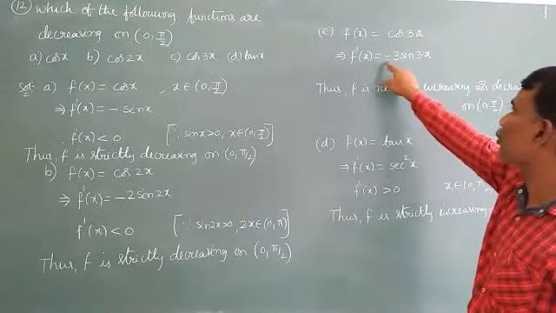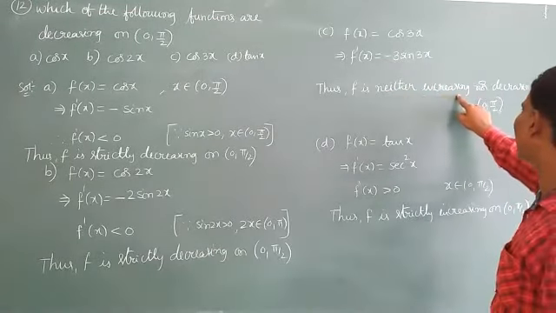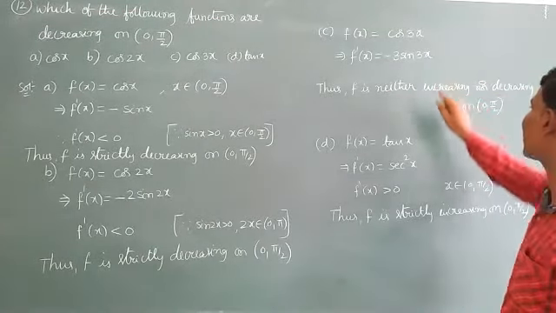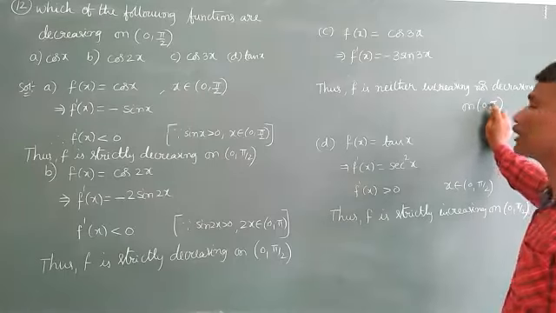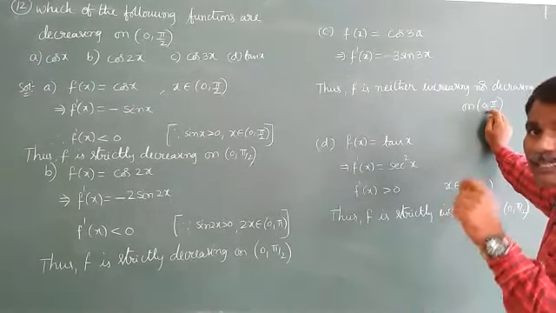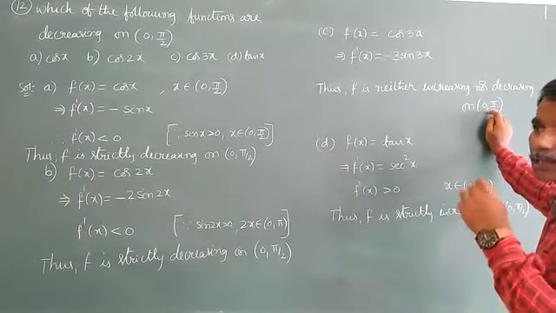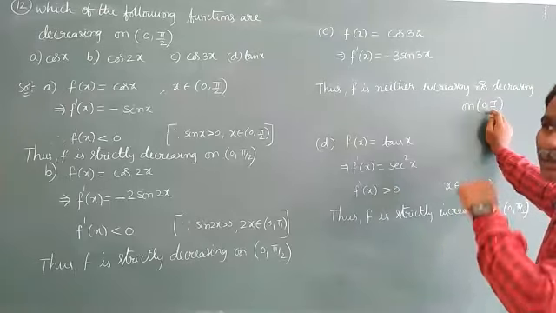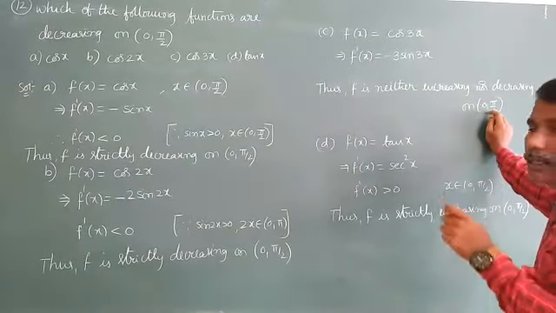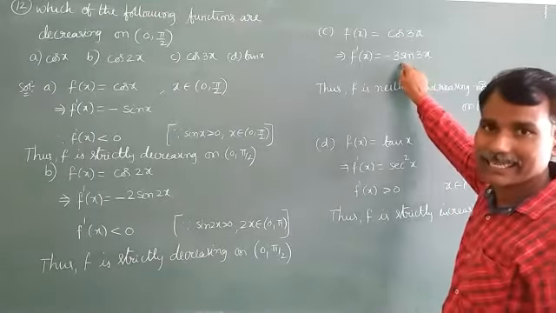f dash of x is equal to minus 3 sin 3x. Why have I written neither increasing nor decreasing? x belongs to 0 comma pi by 2, so 3x goes from 0 to 3 pi by 2. See, 3 pi by 2 means 270 degrees. That means the first, second and third quadrants. In the first two quadrants, it is the decreasing condition.